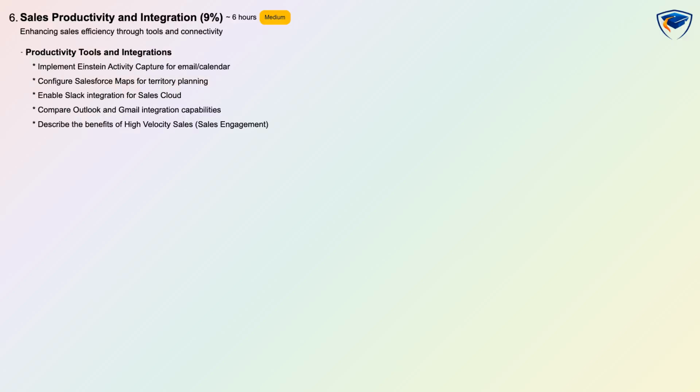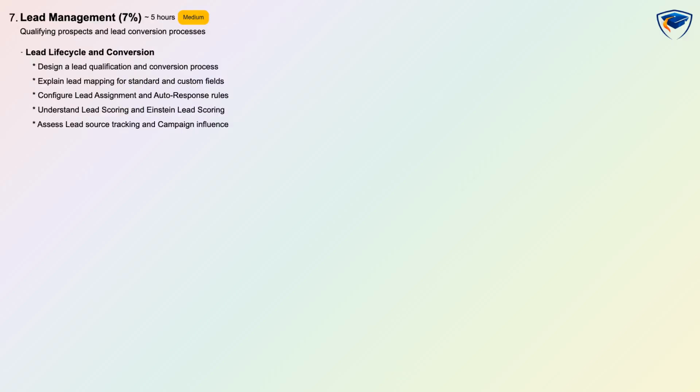engagement. Lead management is 7% and focuses on qualifying prospects and the lead conversion process. This medium domain is hands-on and conceptual with around 5 hours of study time. You will design lead qualification flows, explain lead mapping for standard and custom fields, and configure assignment and auto-response rules. The syllabus also covers lead scoring, including Einstein lead scoring, and tracking lead sources and campaign influence.